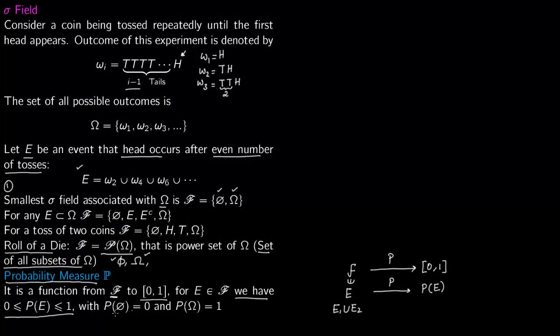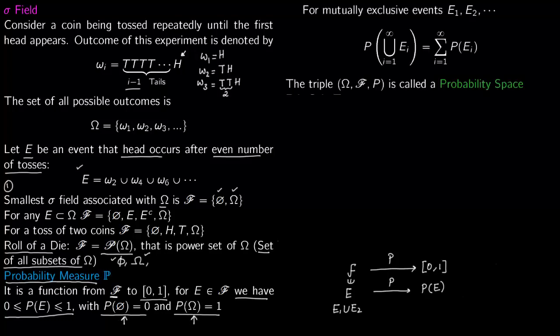So probability of the null set you will set to 0. Probability of the entire sample space you will set to 1. So this will become impossible event and this will become certain event. Now if the events are mutually exclusive, this probability measure will also have a property that the union would just be the sum. So these are mutually exclusive events. That is, these events do not have anything in common. So say this is event E1 and this is event E2. So there is no intersection.